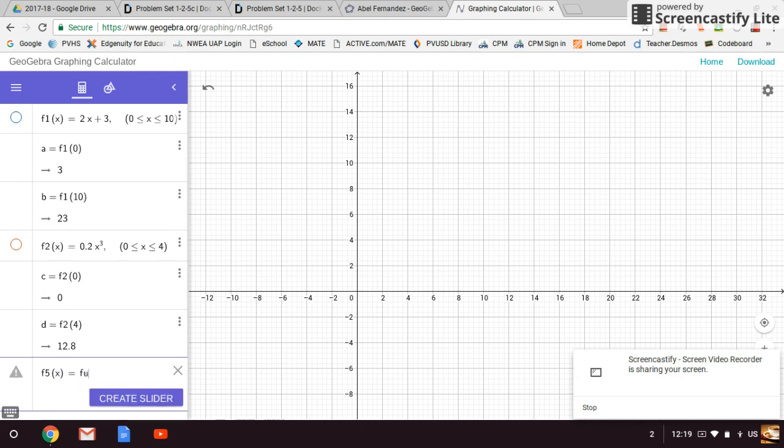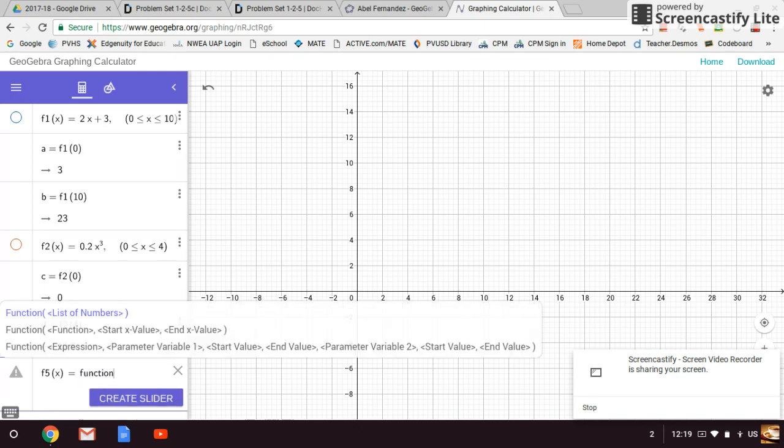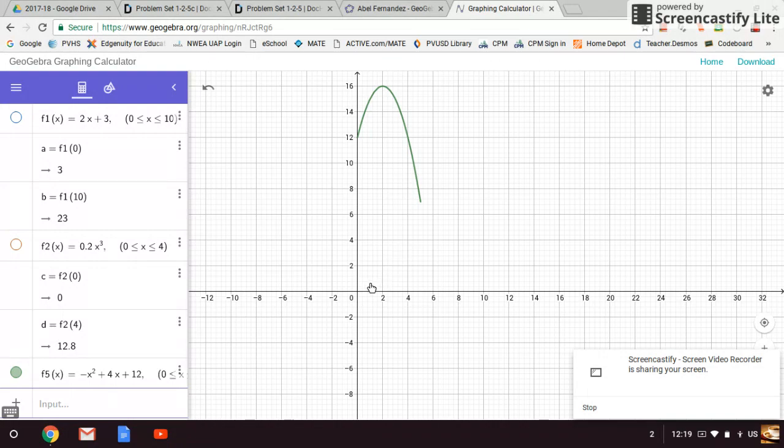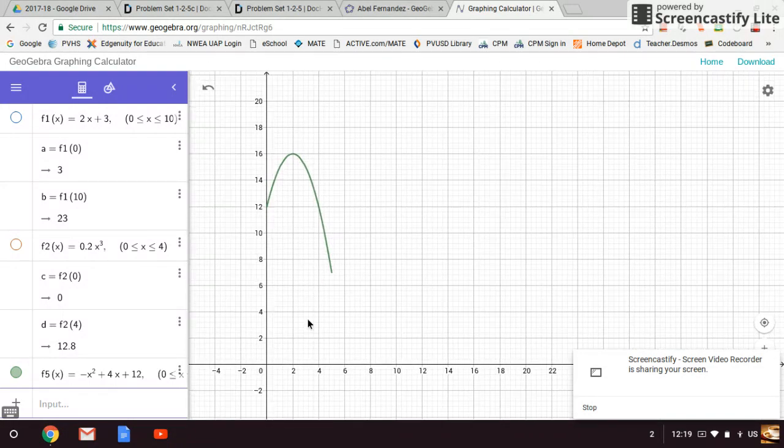equals function, open parenthesis, our expression, which is negative x squared, which is shift 6 squared, right arrow to escape, shift plus for x plus 12, comma, from 0, comma, to 5. That's our domain. And close parenthesis, enter. Okay, so now let's adjust the window a little so that we can see this a little more clearly.